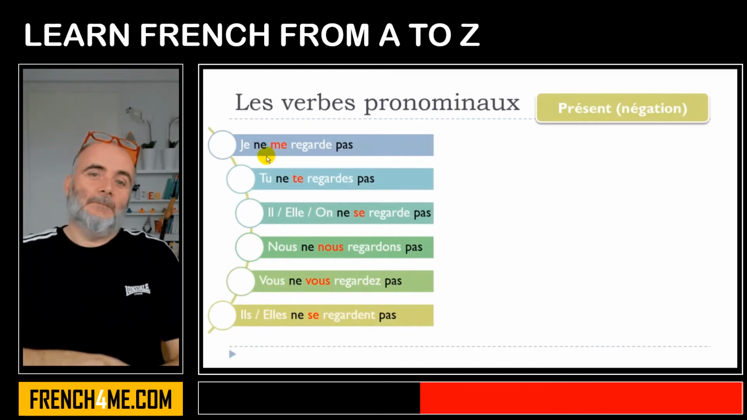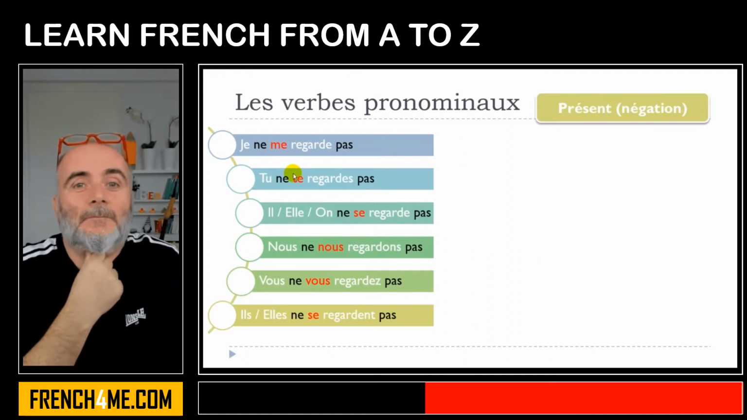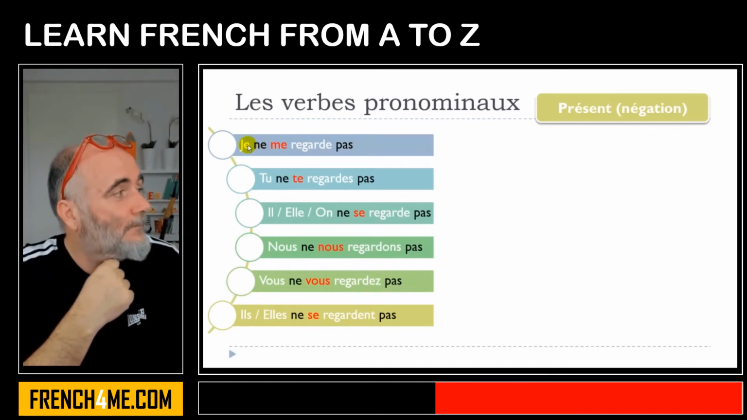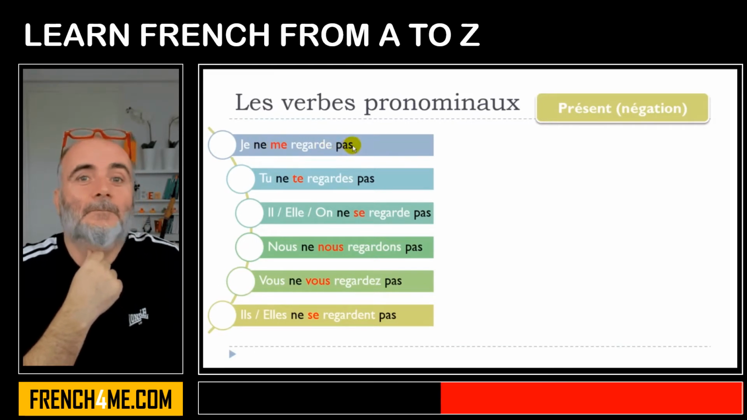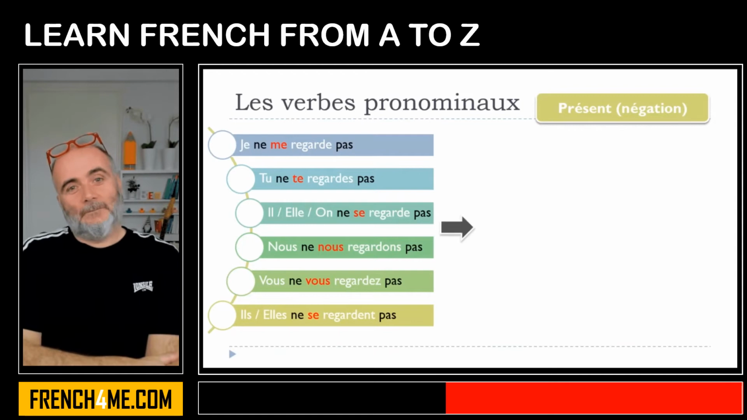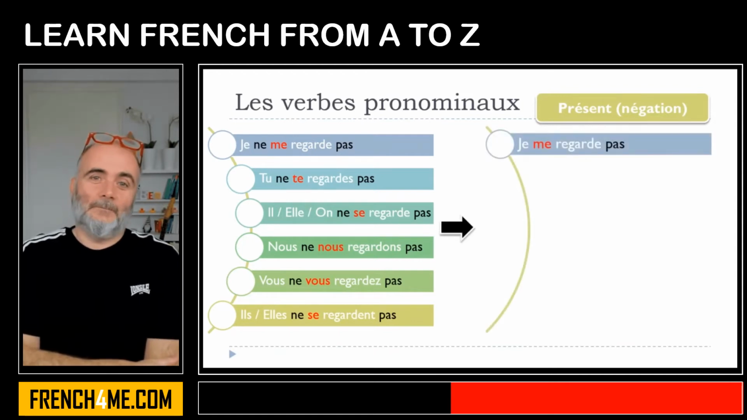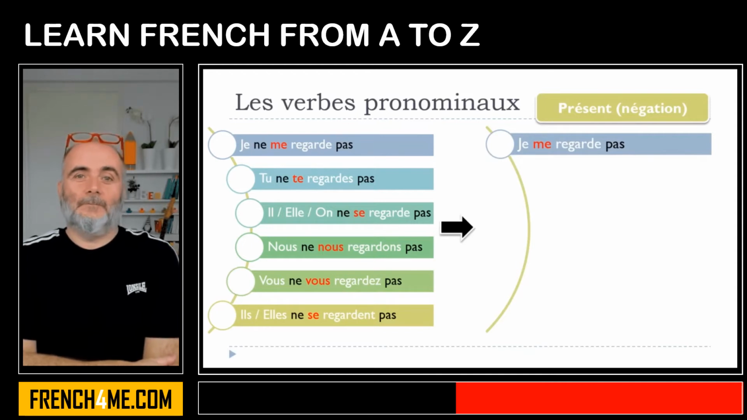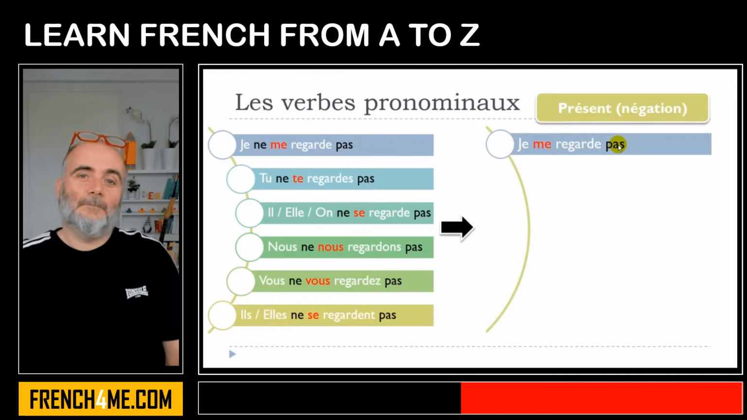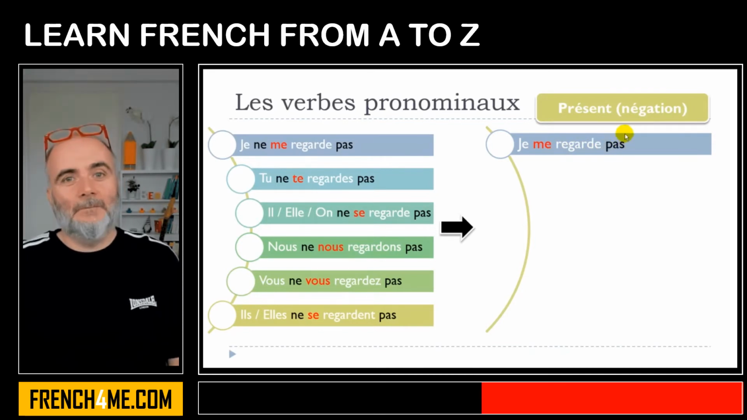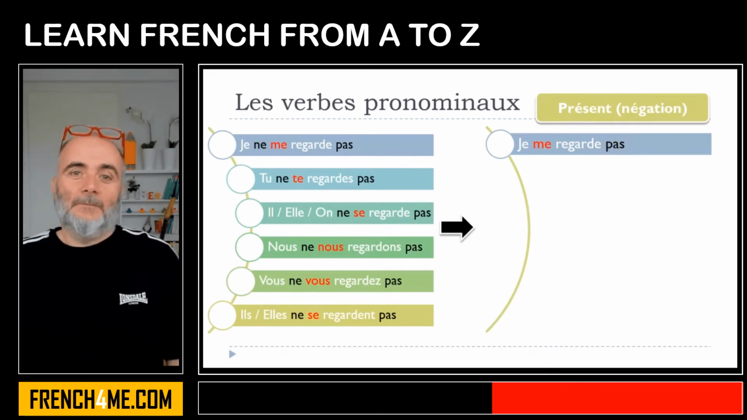We do agree that these forms are the official and formal way of putting the negative form of se regarder. You first start with the negative ne, after that me regarde, and then you end with pas. But if we listen to people talking French in the streets, it will go like that: je me regarde pas. If you compare the two, as I told you, the first part of the negative form, ne, will disappear, so you end up with je me regarde pas. But the key thing is that you really need to keep this pas, to make it clear that it's the negative form.